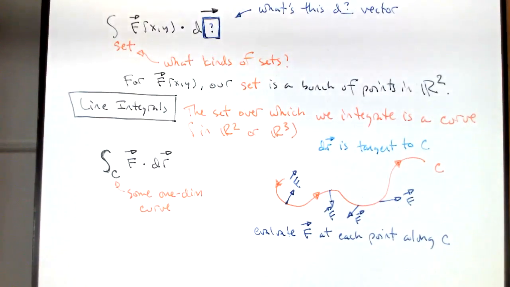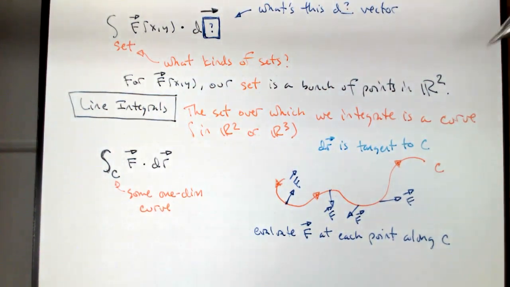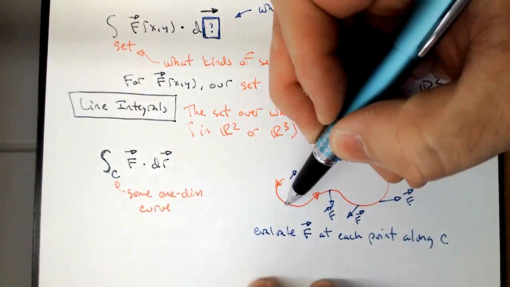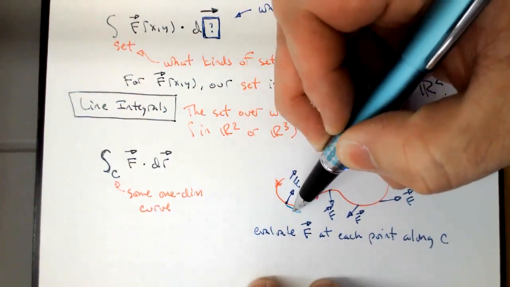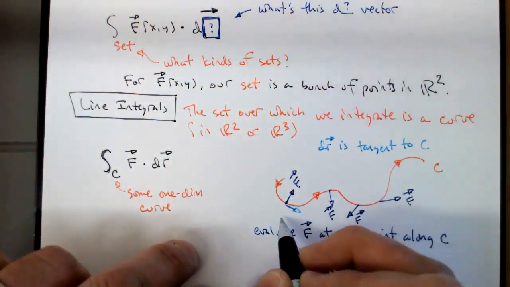So at each point, we're evaluating this vector field, and we're going to use that value for some small change in the curve. So the dr is that small change in the curve, tangent to the curve.